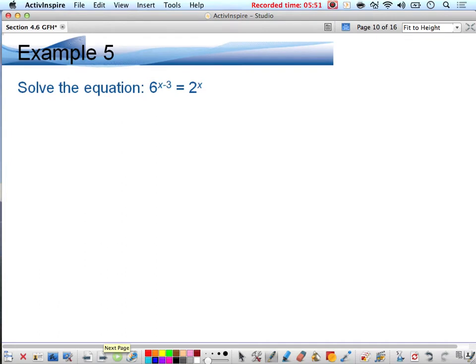Let's take a look at 6 to the x minus 3 equals 2 to the x. Now this problem's a little more complicated because both sides have variables in the exponents. Can we turn 6 and 2 into the same base? No. But 6 is 2 times 3. But that's not the same as having a base, right? Just because they have a common factor doesn't mean they have a common base. It would have to be 2 to the 3 or 2 to the 2 or something like that. And 6 won't work. 8 would and 4 would, but not 6.